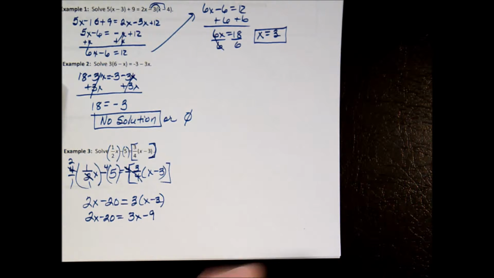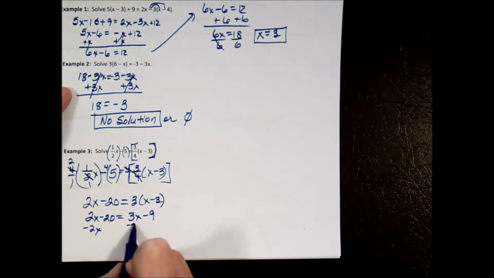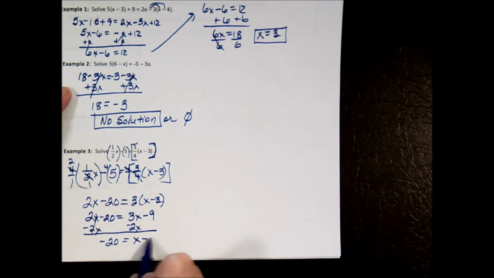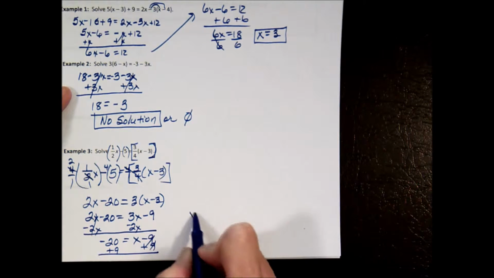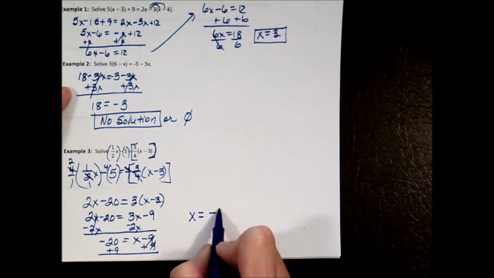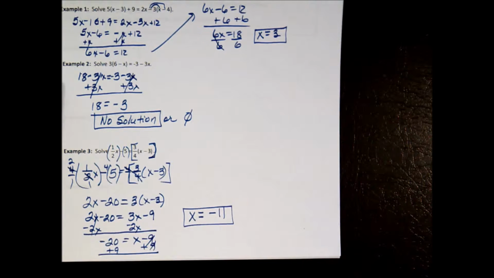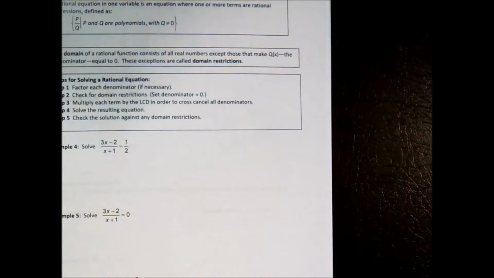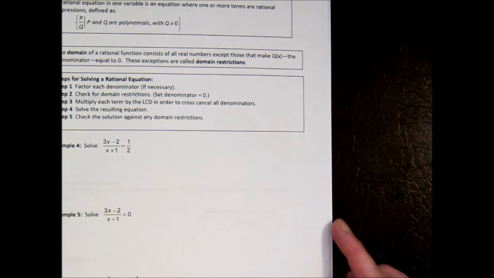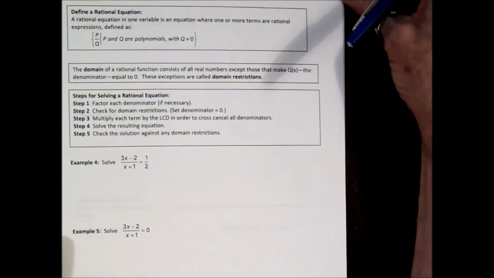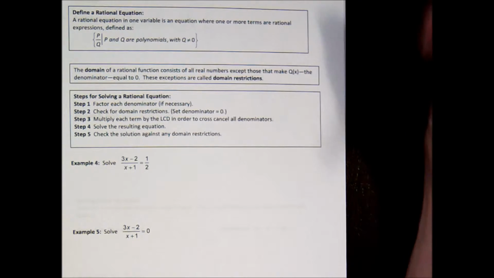I'm going to get my variables together by subtracting a 2x. I get negative 20 equals x minus 9. Now I'm going to add a 9, and I will get x is equal to negative 11. Again, you can check that answer by putting your x in right here and checking to make sure that it works, and it does in this instance. All right, so that is the first kind of equation. It's just a plain old linear equation, one variable, nothing's been squared, easy to solve, following those steps.